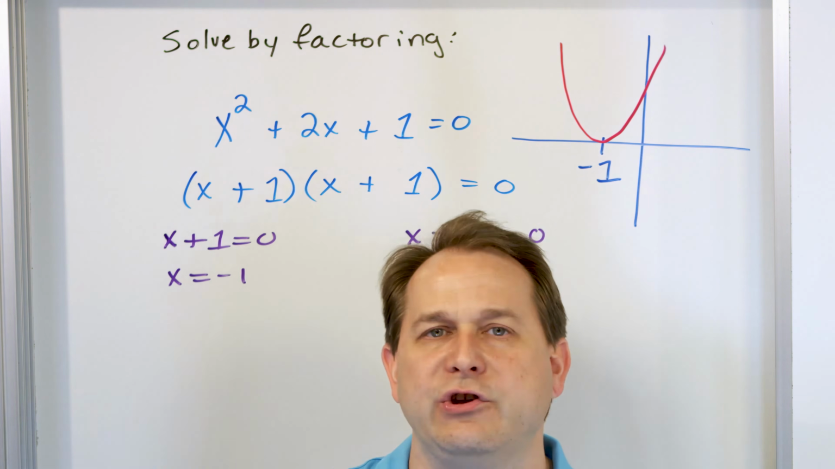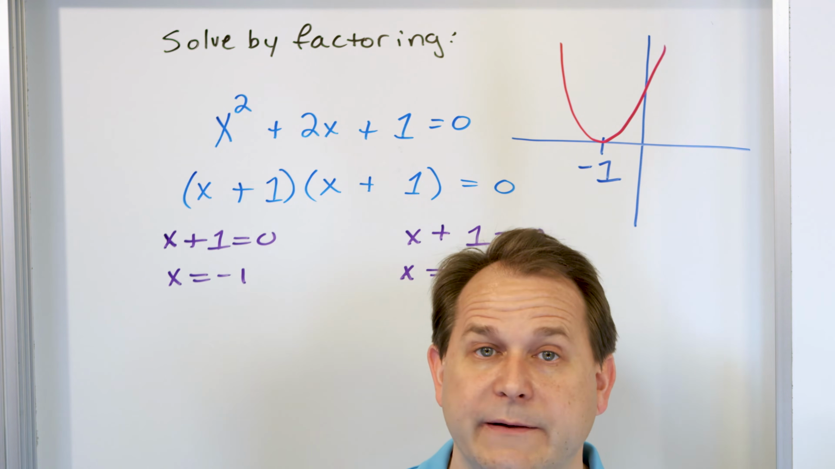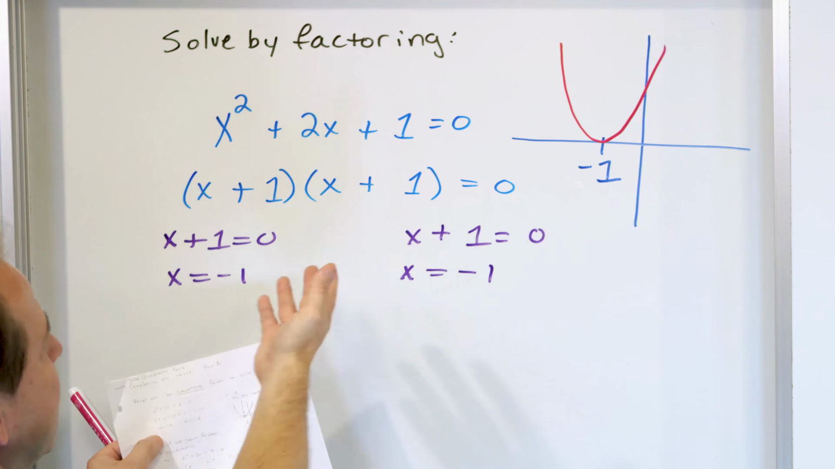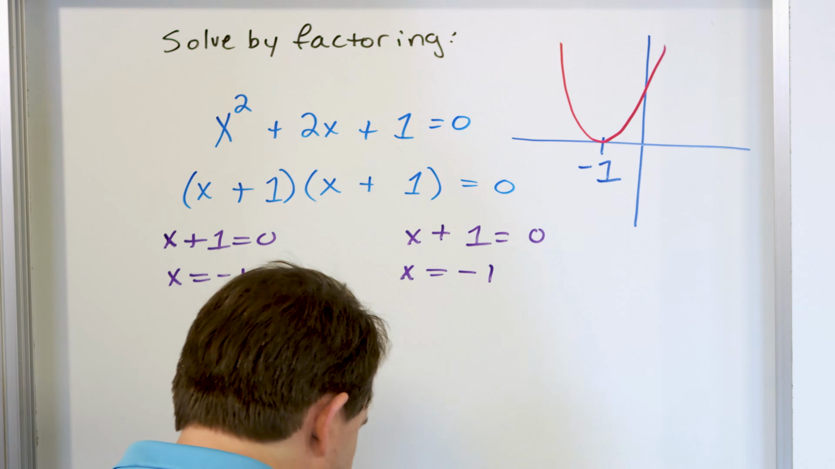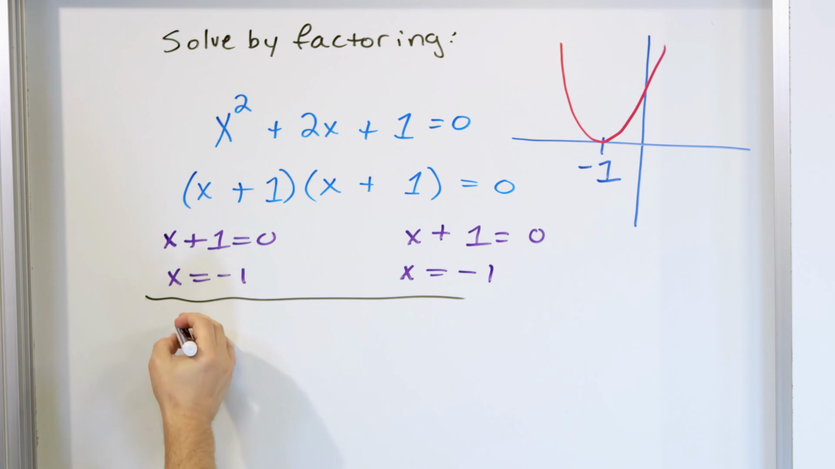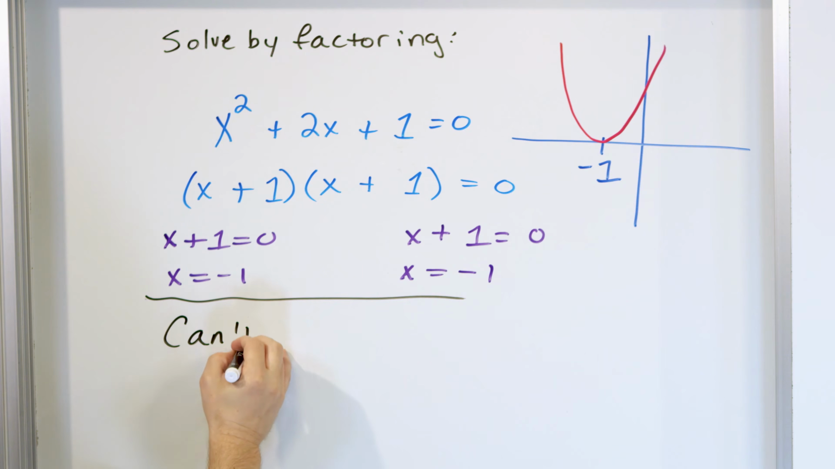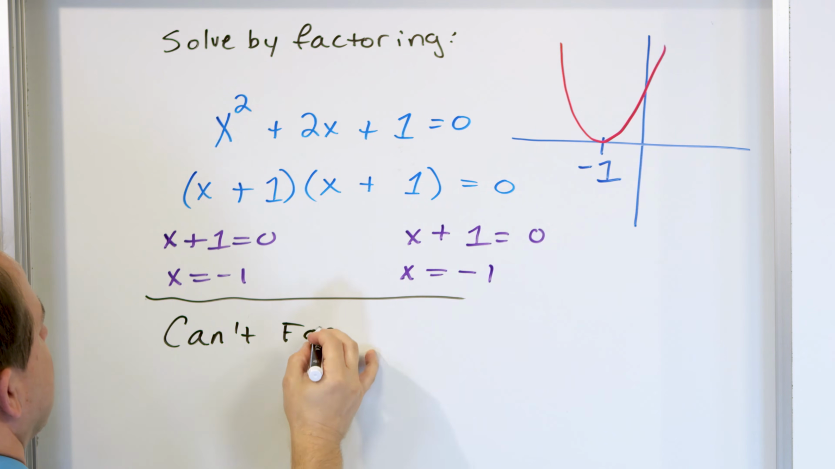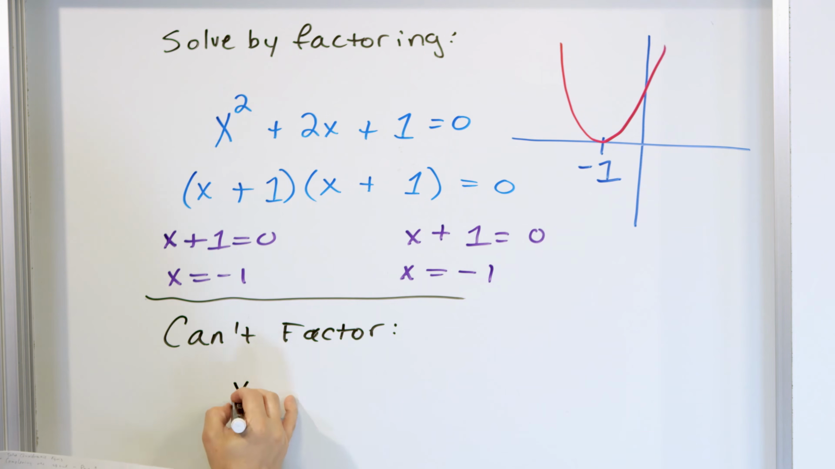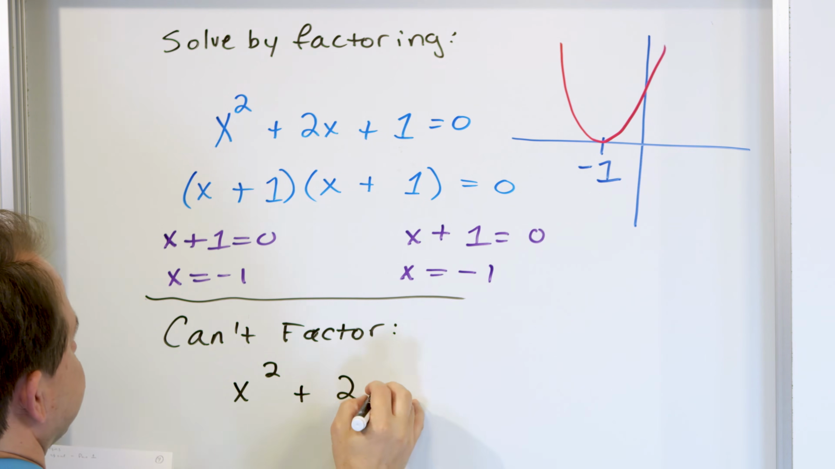So the very first thing you do when you see a quadratic is you try to factor it. But as you know, you can't factor some of these things. So let's give an example of when you don't know what to do because you don't know how to factor it. What if I give you x squared plus 2x plus 9?